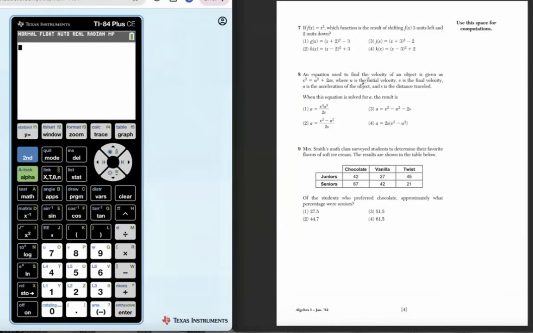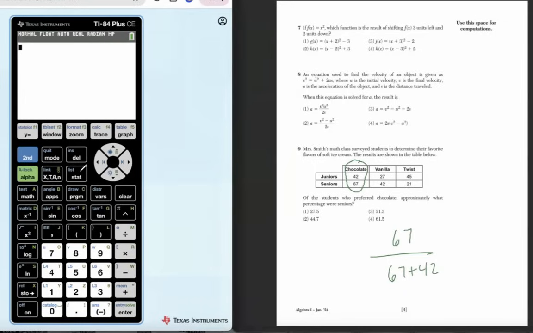Number 9, Mr. Smith's math class surveyed students to determine their favorite flavors of soft ice cream. The results are shown in the table below. Of the students who preferred chocolate, so that's going to be this column right here, approximately what percent were seniors? So we're going to have 67 out of 67 plus 42.